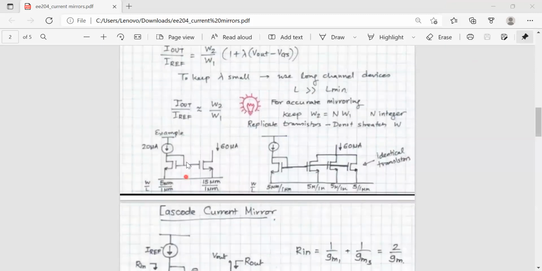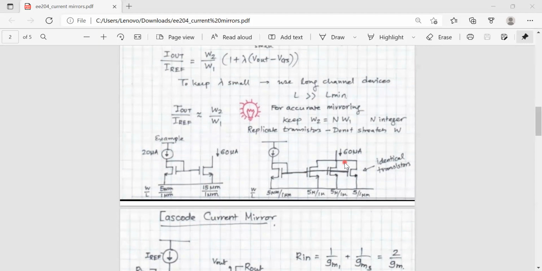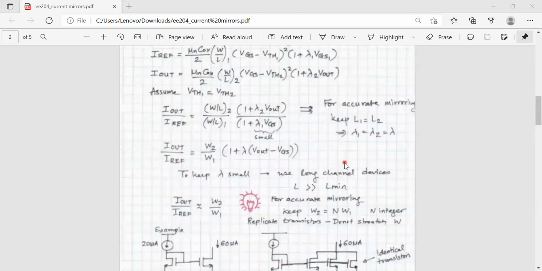Let us take an example where a 20 microampere current is passing from here, and this is the W by L ratio. We get W2 by W1 as 3. So 3 into 20, 60 microamp current flows through this. This is another possible structure.